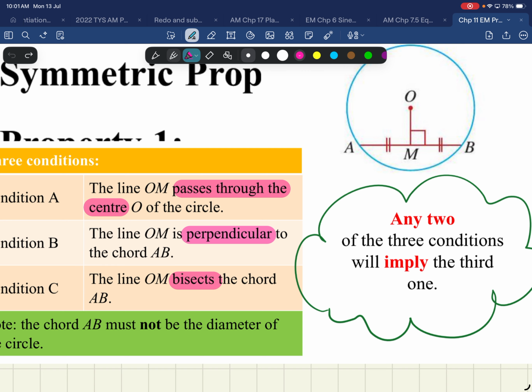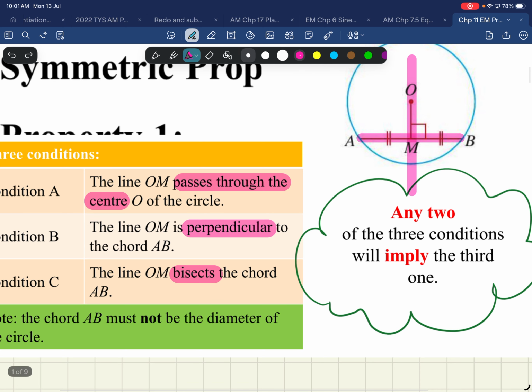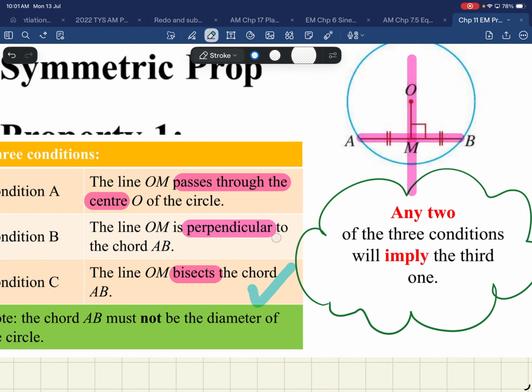Example, if I say I got a line here that is bisected by another line. Let's say I say OM cuts it into two equal halves. So cut into equal halves, right? Bisect, right? Let's say I say OM bisects AB. And it's perpendicular, right? Because perpendicular bisector means it's perpendicular to it.